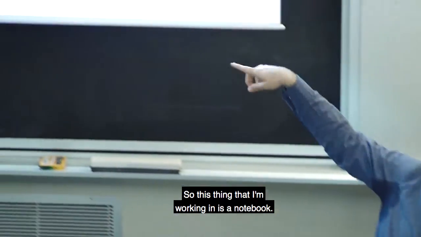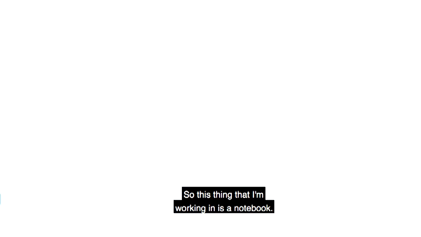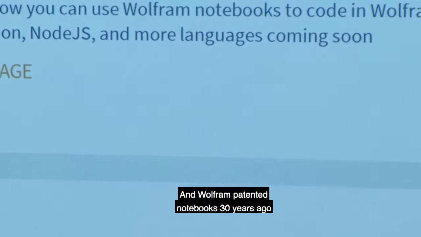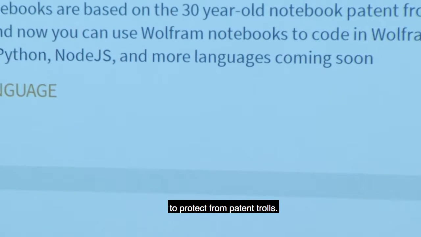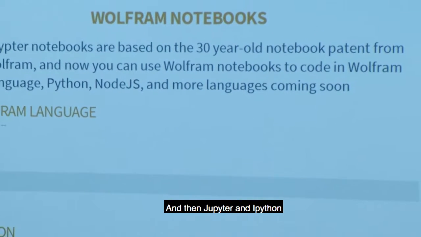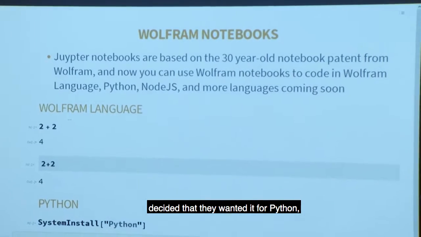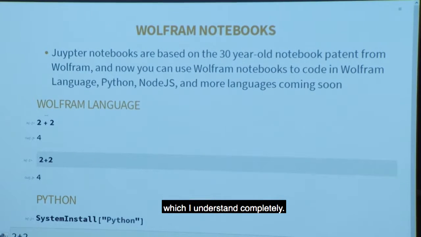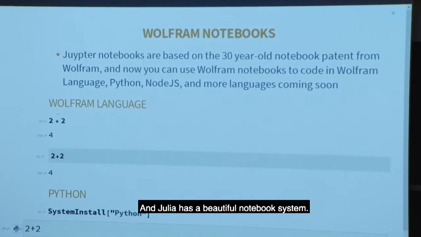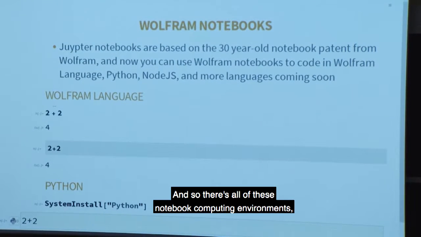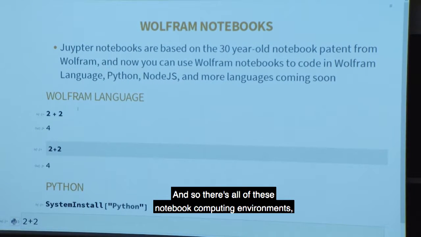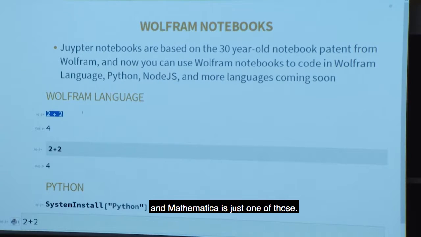So this thing that I'm working in is a notebook. And Wolfram patented notebooks 30 years ago to protect from patent trolls. And then Jupyter and IPython decided that they wanted it for Python, which I understand completely, and Julia has a beautiful notebook system. So there's all of these notebook computing environments, and Mathematica is just one of those.